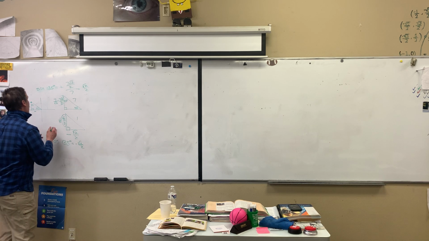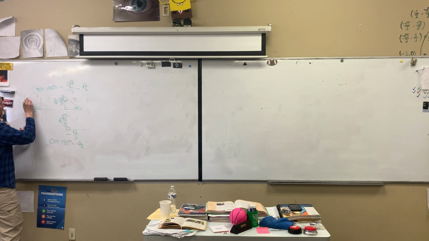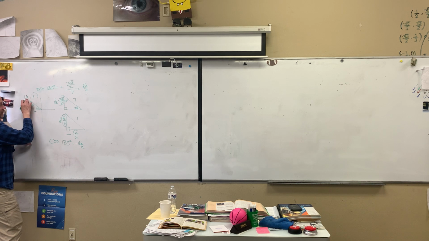And remember, any angle's coordinate is always written like this on the unit circle, x comma y, right? So in quadrant 2, your x's are all negative.